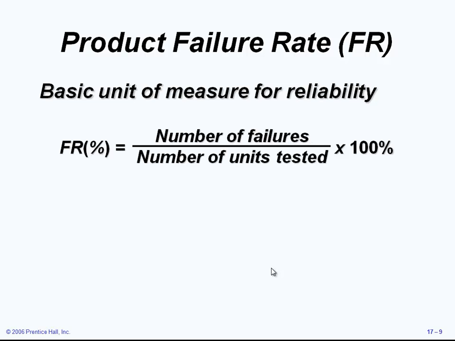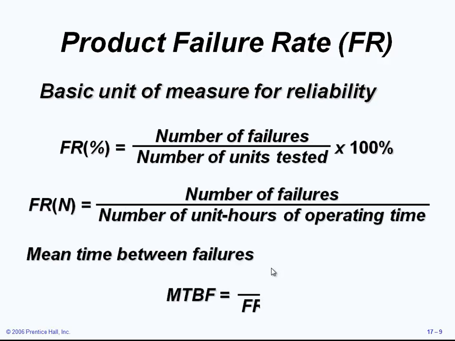To calculate product failure rate by percent, we divide the number of failures by the number of units tested, then multiply by 100. To calculate the failure rate by number, we divide the number of failures by the number of unit hours of operating time. From that, we can calculate the mean time between failures, which will equal 1 over the failure rate, which is the one that we just calculated in this step.